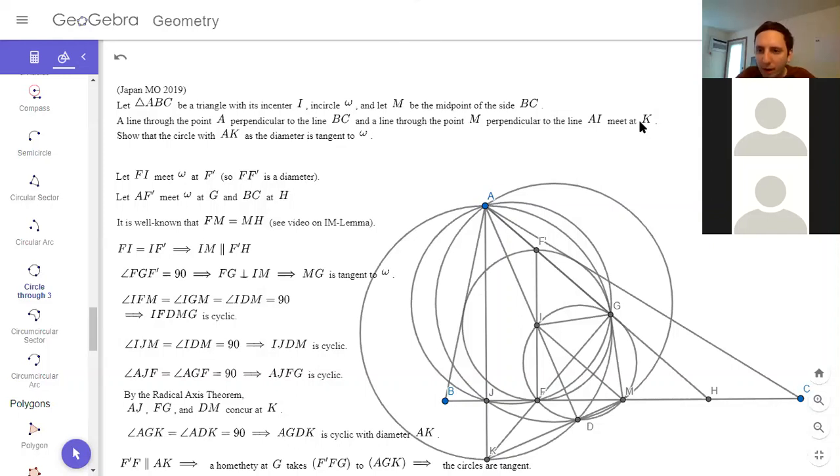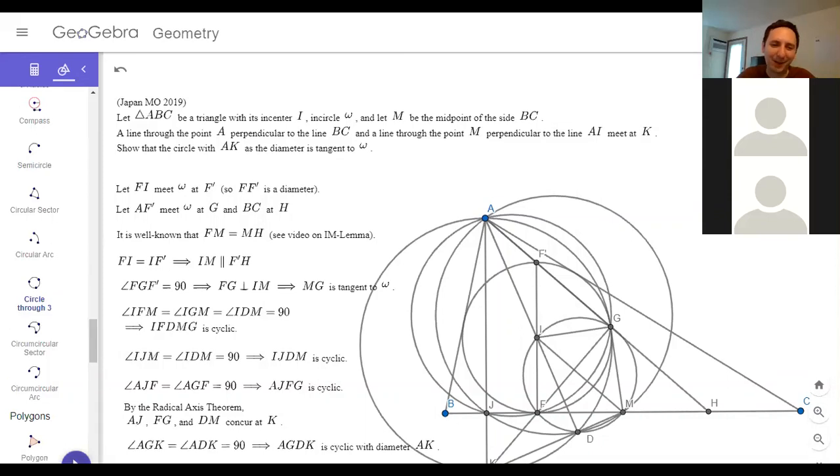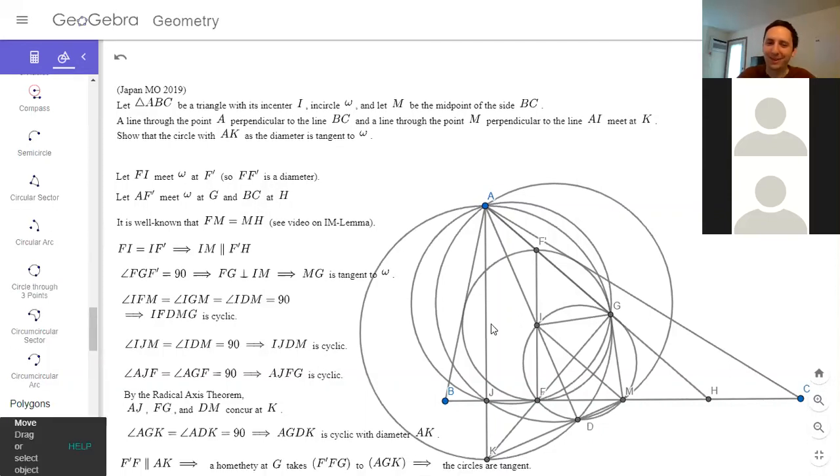Or just triangle F prime FG is similar to KAG. So GI goes through E. Yeah, that also works. I deleted point E, but that definitely also works. All right, so let's move on to the next problem.